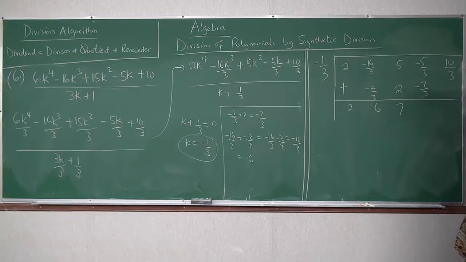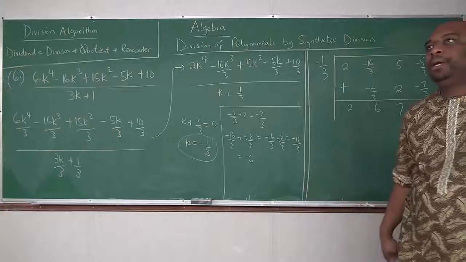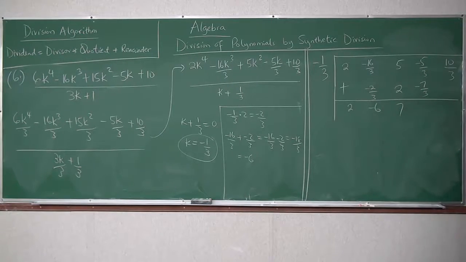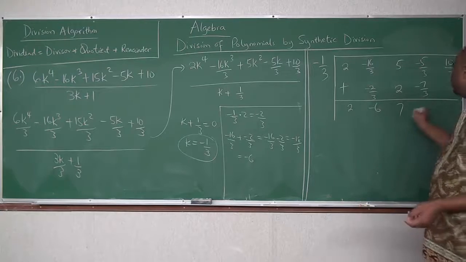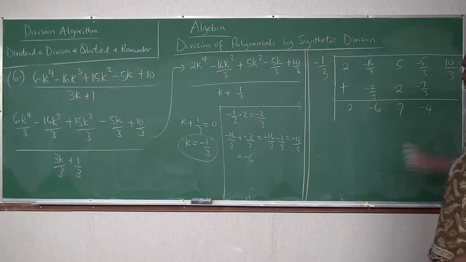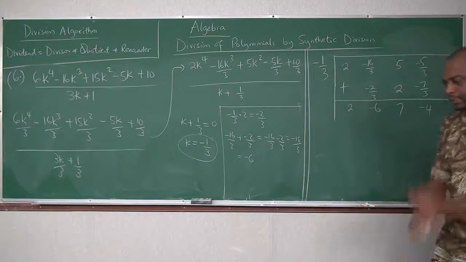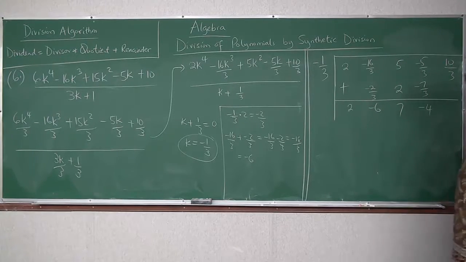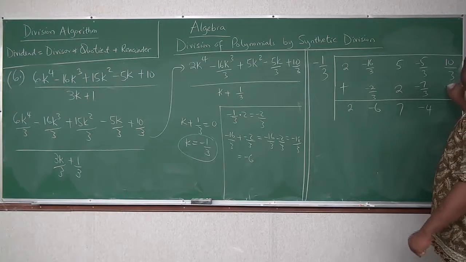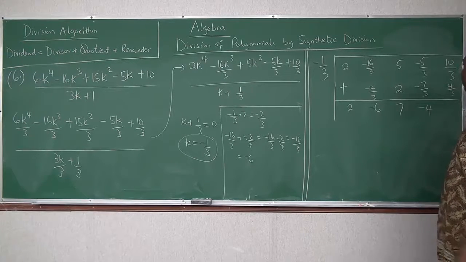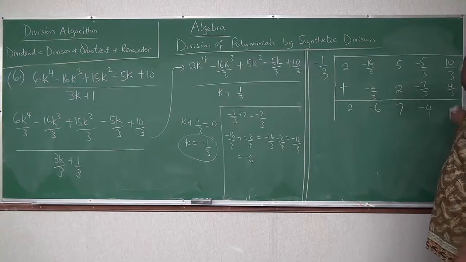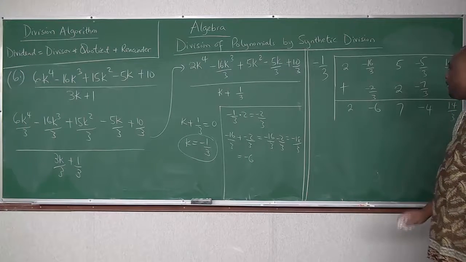Negative 5 over 3 plus negative 7 over 3. Plus minus is minus. So minus 5 over 3 minus 7 over 3 is minus 12 over 3, which is minus 4. Negative 1 over 3 times negative 4. Negative times negative is positive. 1 over 3 times 4 is 4 over 3. 10 over 3 plus 4 over 3 is 14 over 3.